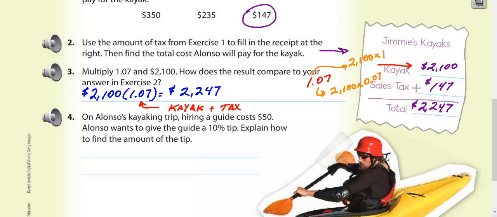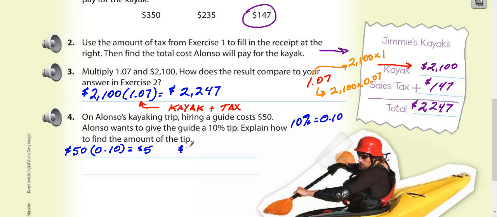So we have 2 ways we could find out the amount of the tip. One way would be to take the $50 and multiply it by 10% as a decimal. 10% is equal to the decimal 0.10. We don't need that extra 0, but a lot of students find it helpful to put it there to start with, just so they can see a 10 here and a 0.10 here. And that's great. 10% of $50 is $5.